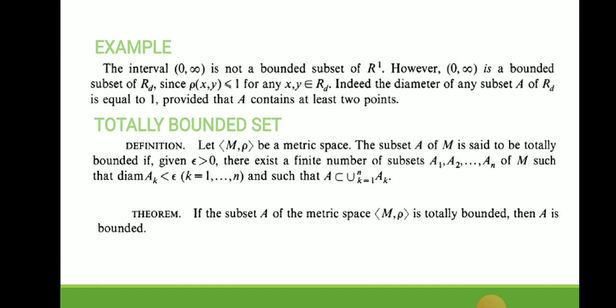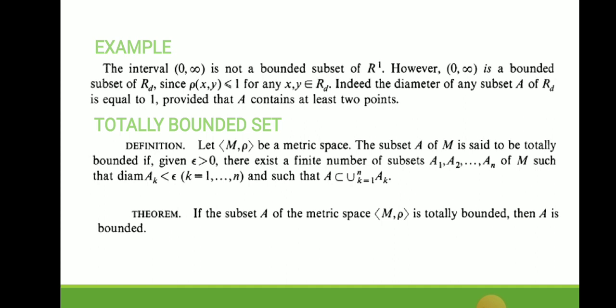Totally bounded subset: let M comma rho be a metric space. The subset A of M is said to be totally bounded if, given epsilon greater than 0, there exists a finite number of subsets A1, A2, etc., An of capital M such that the diameter of each subset Ak is less than epsilon for every k equal to 1 to n, and such that the given set A is contained in the union of all the Aks: A1 union A2 union, etc., An. This is the definition of a totally bounded set.